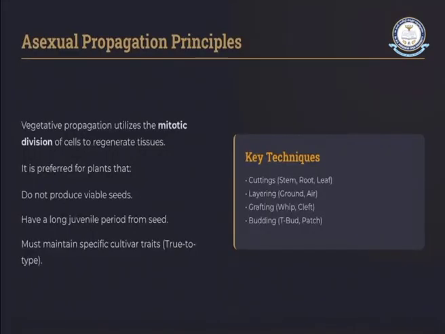It is preferred for plants that do not produce viable seeds, or that have a long juvenile period for the seeds, and it must maintain specific cultivar traits. That means it has to be a true-to-type propagation.